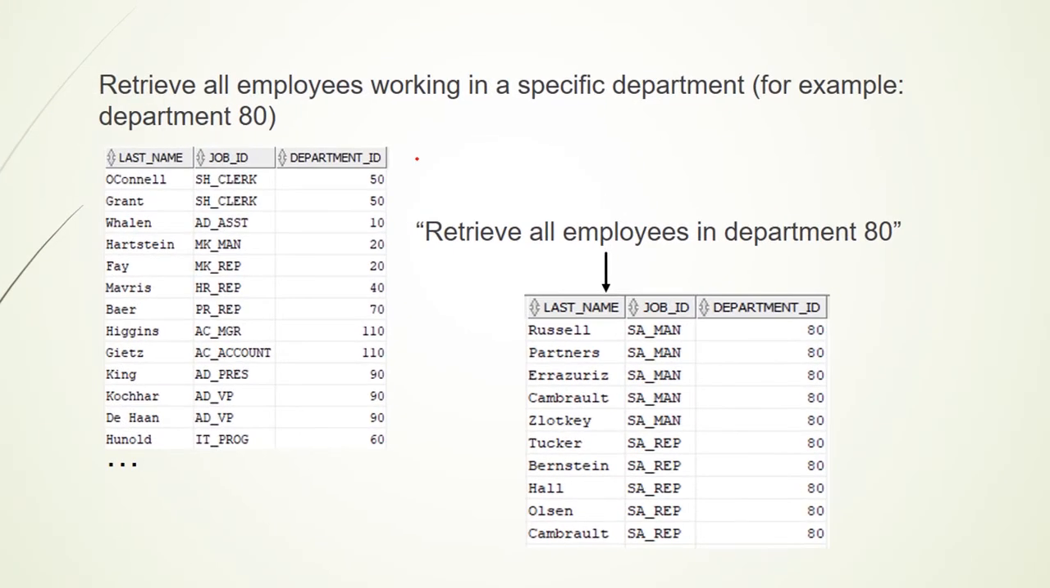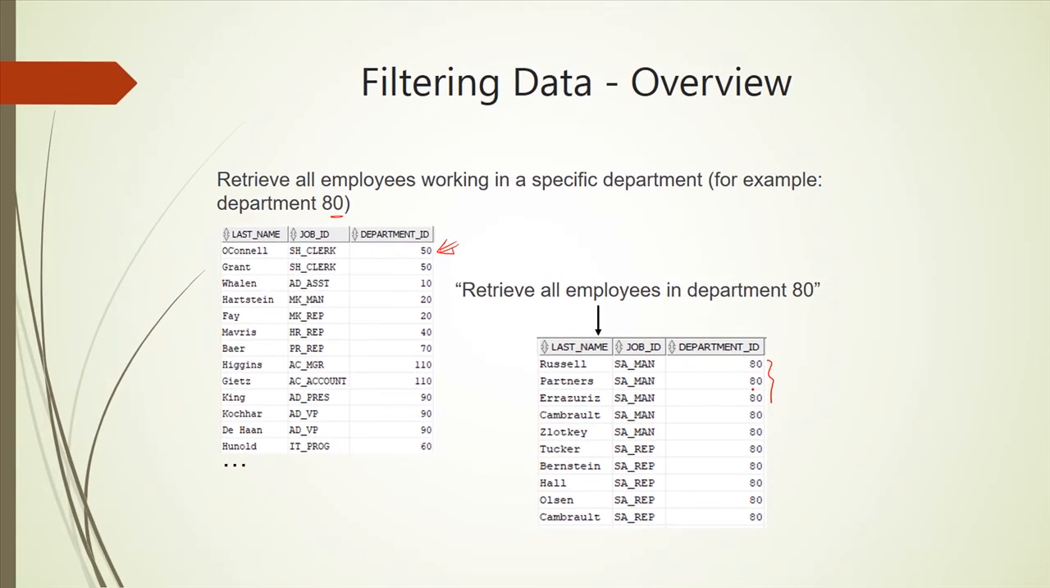For example, if you have here a table that contains the employees' information, here we have the employee last name, the job ID, and the department ID. So let's assume that we don't want to retain all employees. We want only to retain the employees working in department 80. So in this case, we have to filter the output to retain only the employees working in department 80.